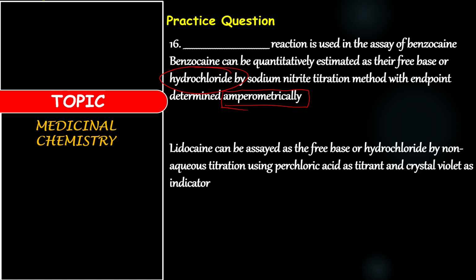Now lidocaine can, okay, they ask for benzocaine, but I just put lidocaine. Lidocaine can be assayed as a free base or hydrochloride by non-aqueous titration using perchloric acid as titrant and crystal violet as indicator. So that is the method of assay of benzocaine. It can be quantitatively assayed as their free base or the salt form, which is hydrochloride, by sodium nitrite titration. Please note that there's a difference between sodium nitrate and nitrite. Sodium nitrite is something like this. Sodium nitrite titration method with the endpoint determined amperometrically.